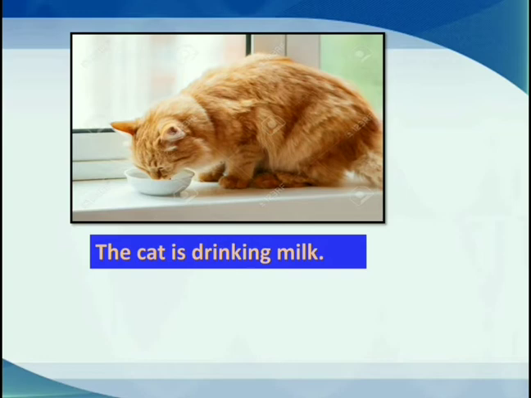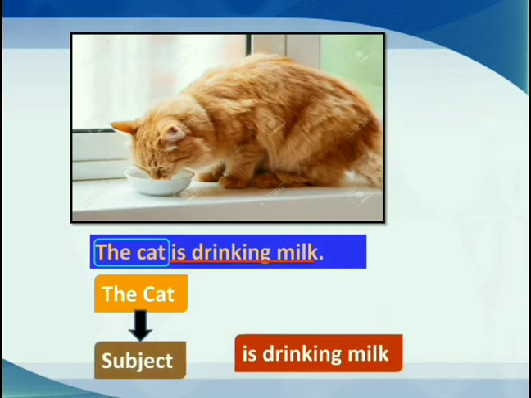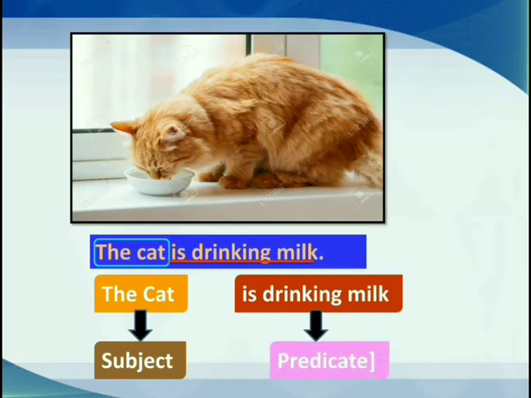Let us look at one more example, students. When I look at this example, it is, the cat is drinking milk. When I say in this sentence, who is drinking milk? The cat. So, the cat over here is the subject and is drinking milk is the predicate. So, with this, I am able to understand that this is a sentence which is divided into two parts, subject and predicate.